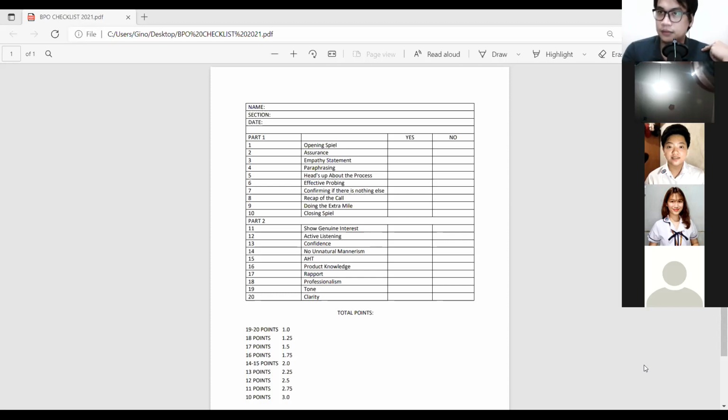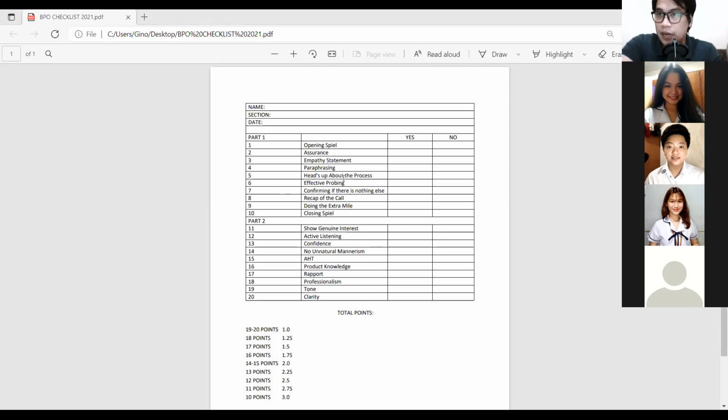Empathy statement. Pag-uusapan natin to within the next few weeks. "Okay, I understand that you are very upset. If I were you, I would also be very upset." So yon, that is the empathy statement. Paraphrasing. You just repeat their concern or put it in another way so that it will give them an impression na naiintindihan mo sila. "I understand that you are calling today because you saw your bill and it was too high and you want to confirm if that is true." So, yon.